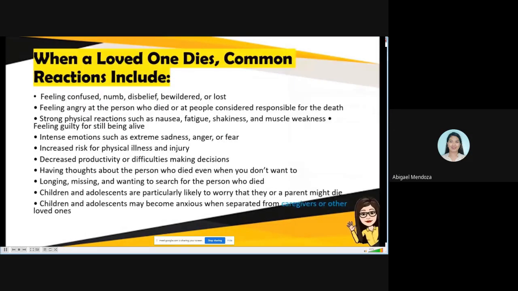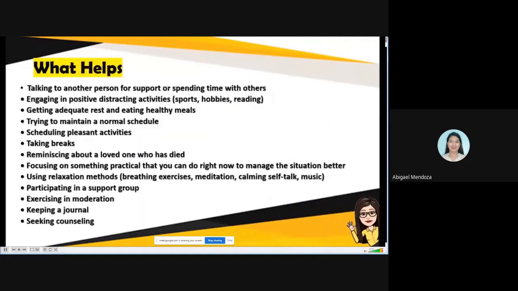When a loved one dies, common reactions include... What helps?